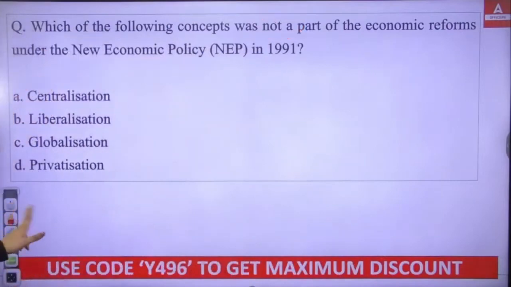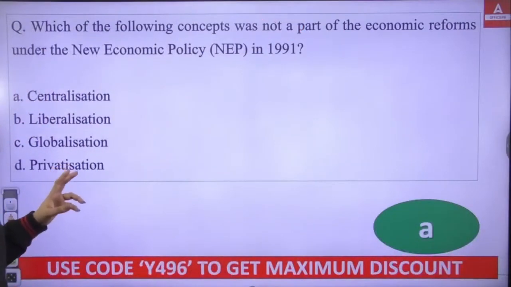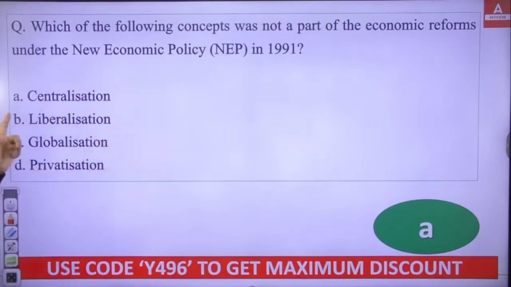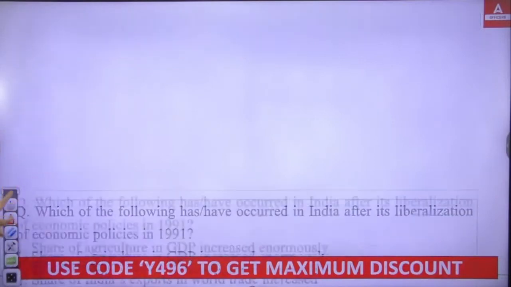And in the Niti Aayog, we have a decentralized power. In the Niti Aayog, the other parties are involved in the decision making. Clear? So the right answer is A here.